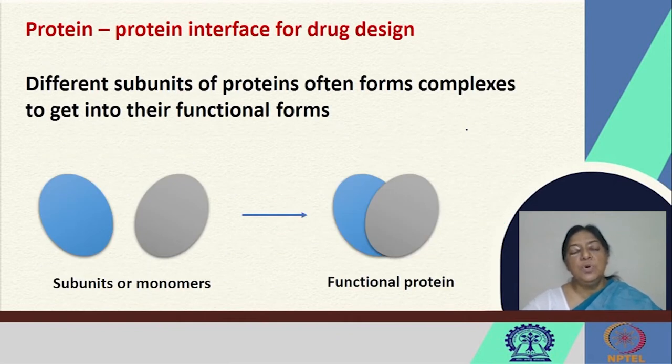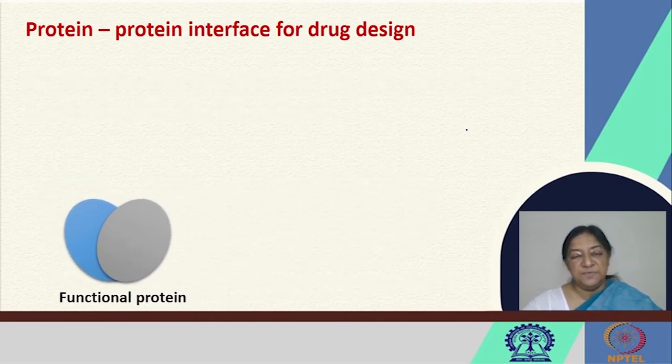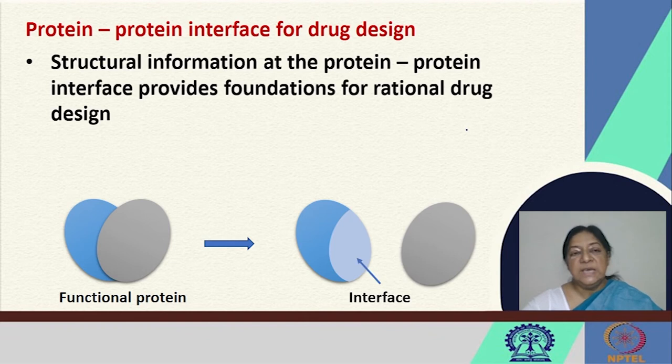So if we want to look at the protein-protein interface for drug design, we realize that there are not only different subunits of the proteins that form complexes to get to their functional forms, but there are also several other monomeric proteins that would be required to interact with each other to form a functional protein. In this case, what might happen is the specific interface could be used for the development of drugs. So the structural information obtained from the protein-protein interface will provide foundations for rational drug design.